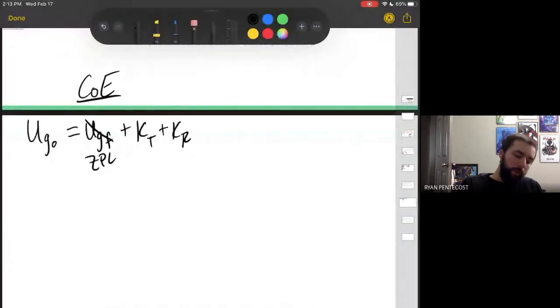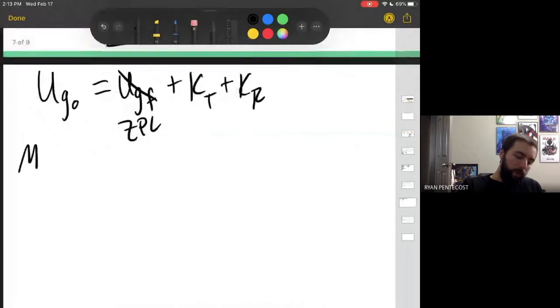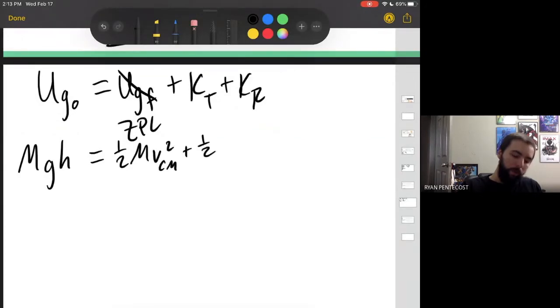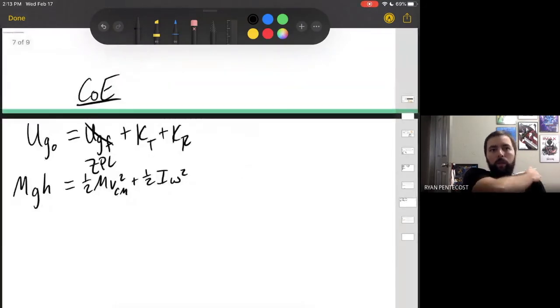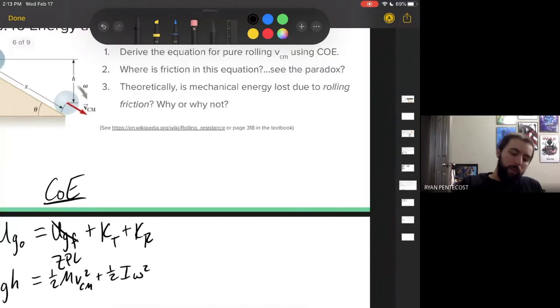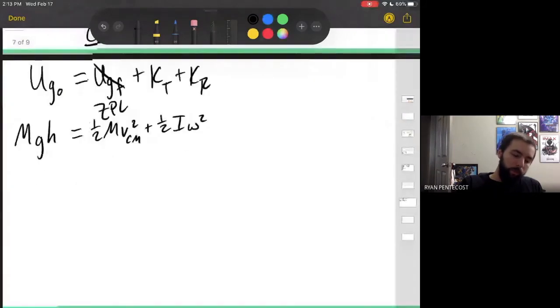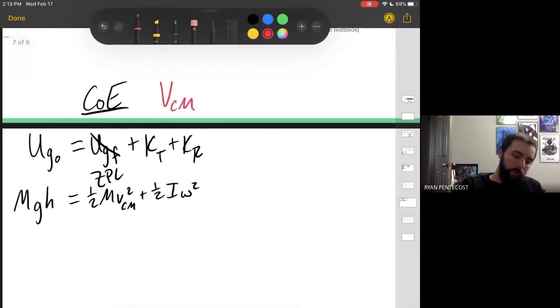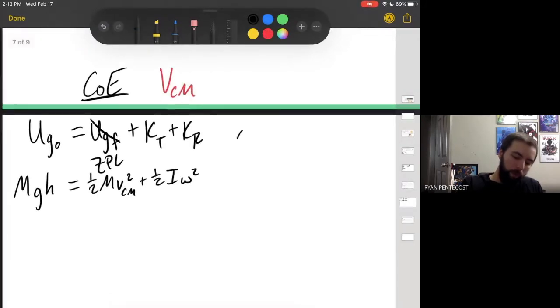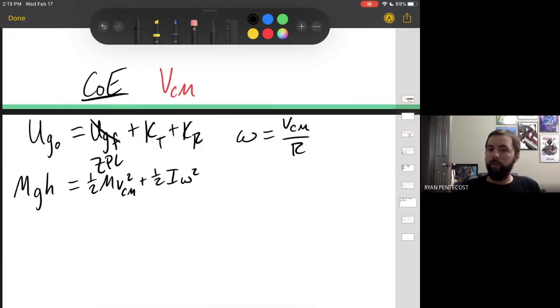So we have mgh equals 1/2 m v center of mass squared plus 1/2 I omega squared. Okay. So we need to get that omega in terms of VCM, right? Yeah, that's what we're shooting for: the velocity of the center of mass. So omega is the velocity of the center of mass divided by the radius of the object. Remember we talked about how that capital R is different from the lowercase r. So let's put that in.